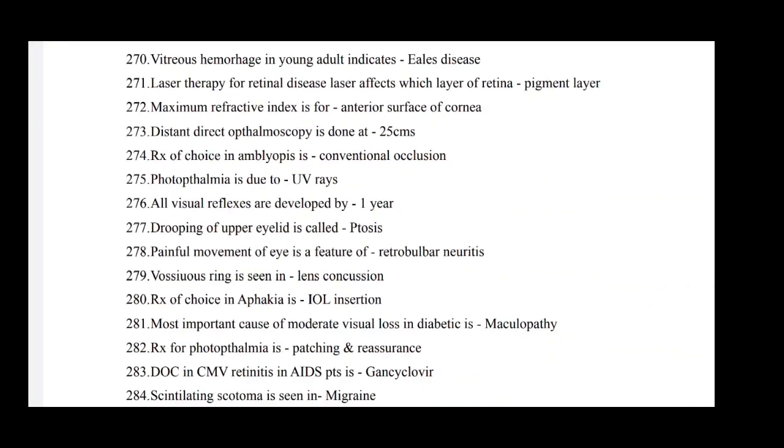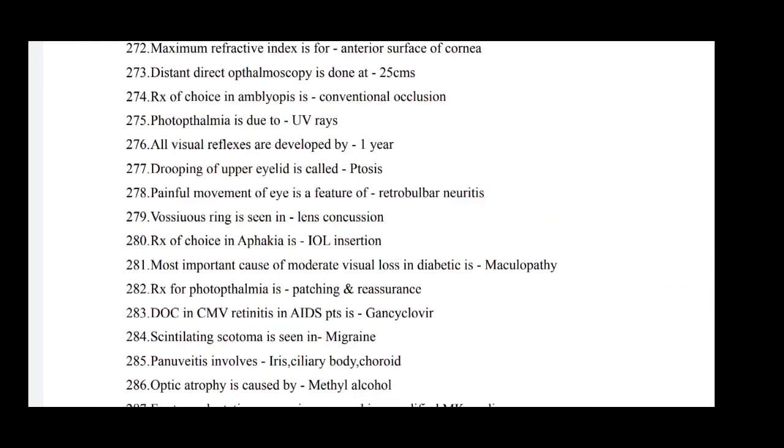Photophthalmia is due to UV rays. All visual reflexes are developed by 1 year. Dropping of the upper eyelid is called ptosis. Painful movement of the eye is a feature of retrobulbar neuritis. Bossing ring is seen in lens concussion. Treatment of choice in aphakia is IOL insertion.